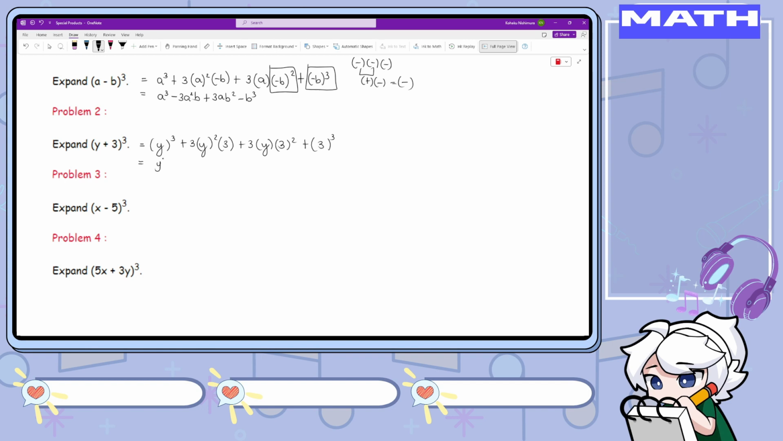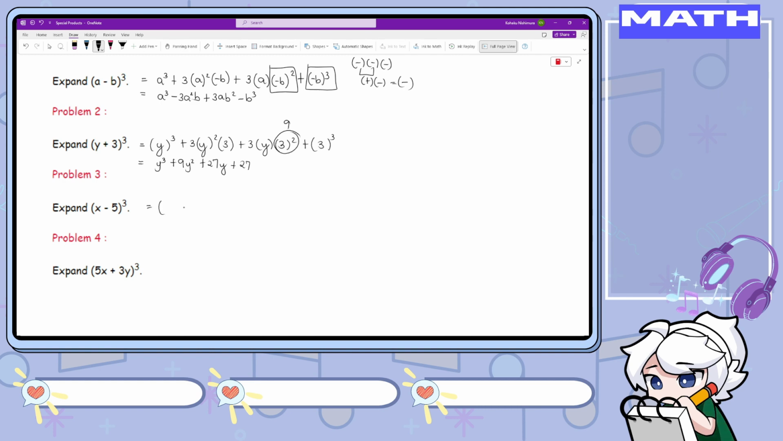Let's have this. Y cubed. Square of y is y squared, and then we have 3 times 3, which is 9. 9y squared. 3 squared here is 9. 9 times 3 is 27. And we have y. And again, 3 times 3 times 3, or 3 cubed, is 27. Simple as that.